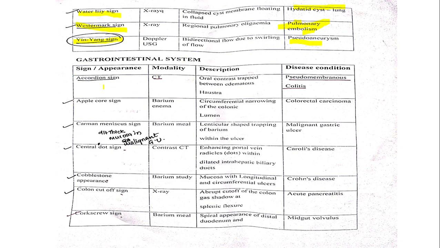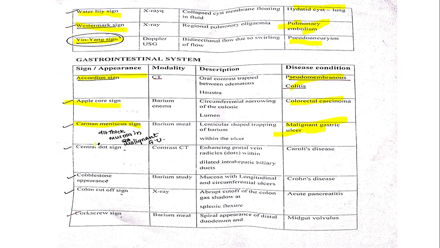Coming to gastrointestinal system, accordion sign on CT is seen in pseudomembranous colitis. Apple core sign is seen in colorectal carcinoma. It is due to circumferential narrowing of the colonic lumen. It is seen on barium enema. Carman meniscus sign is seen on barium meal. It is seen in malignant gastric ulcer.